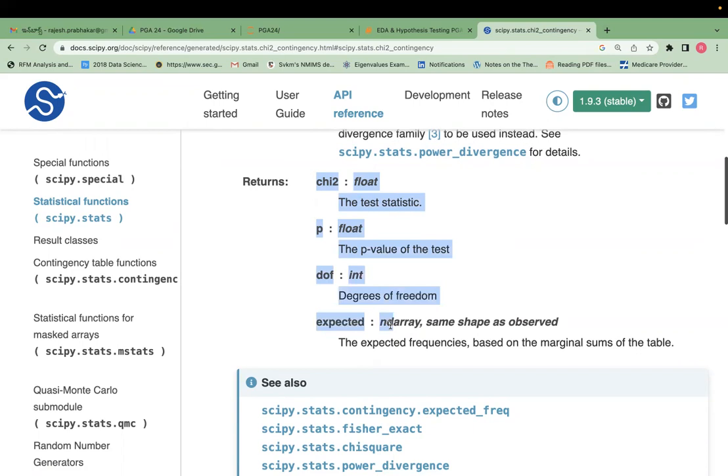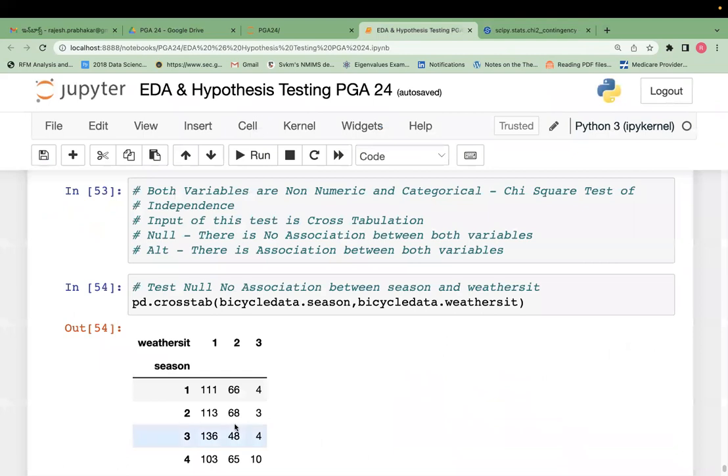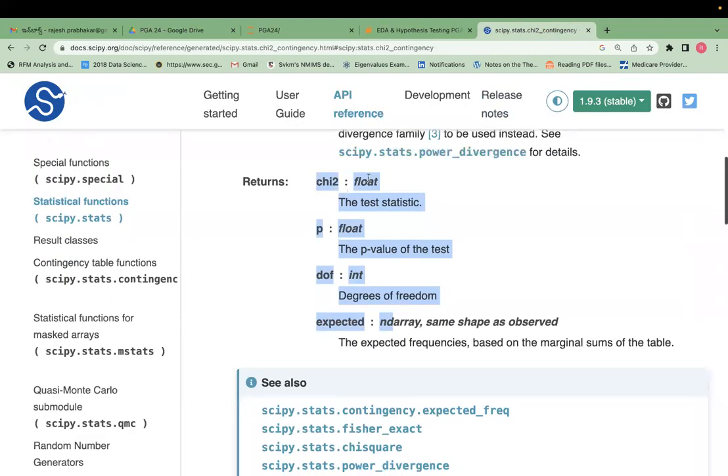What happens in the chi-square test is, from the actual table, we calculate an expected table. The formula is row total multiplied by column total divided by grand total. Using that, we calculate an expected table. And the formula is sigma of observed minus expected whole square divided by expected. I will show you the calculation in Excel, then you will understand. The output includes the test statistic, p-value, degrees of freedom, and the expected table.